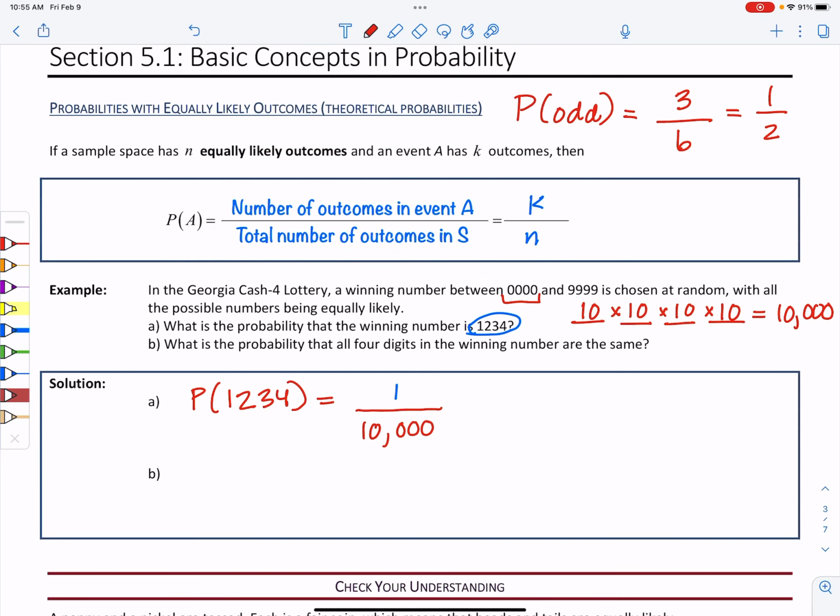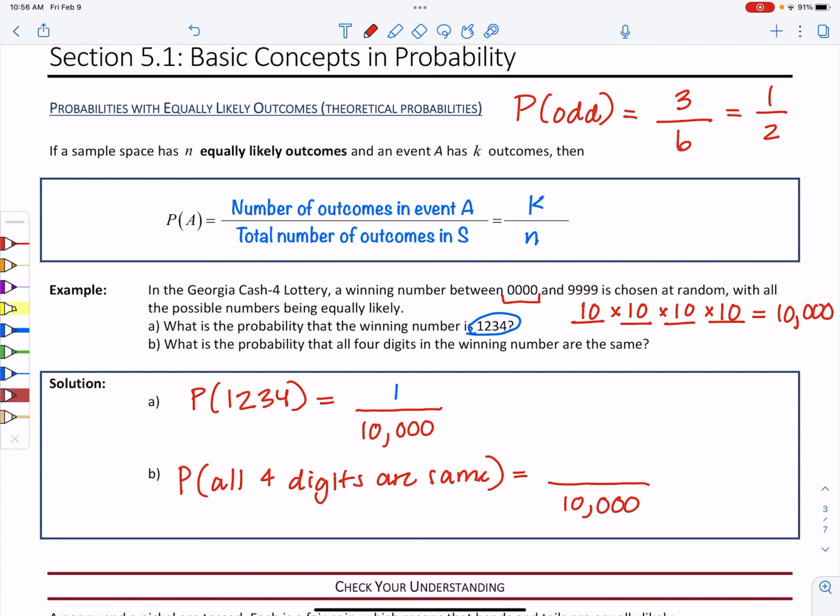All right, for part B, we want to look at a different event. We want to know the probability that all 4 digits are the same. Now that total number of outcomes is not going to change. We've already figured that out, right? There are 10,000 possible outcomes in the sample space.